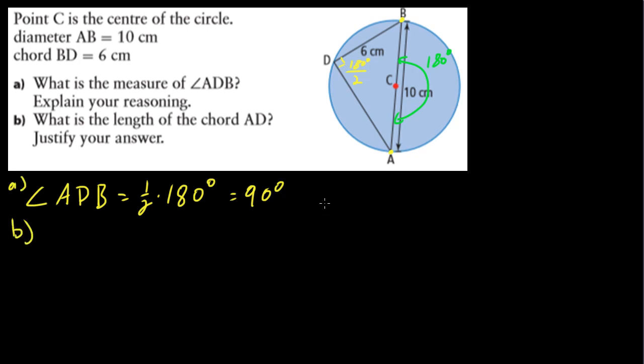B, what is the length of chord AD? Justify your answer. For these types of questions, I like to write down what we're looking at rather than just doing it on the page itself. So I'm going to write down what our triangle looks like here, and I'm going to label it out as A is over here, B is over here, and D is over here.